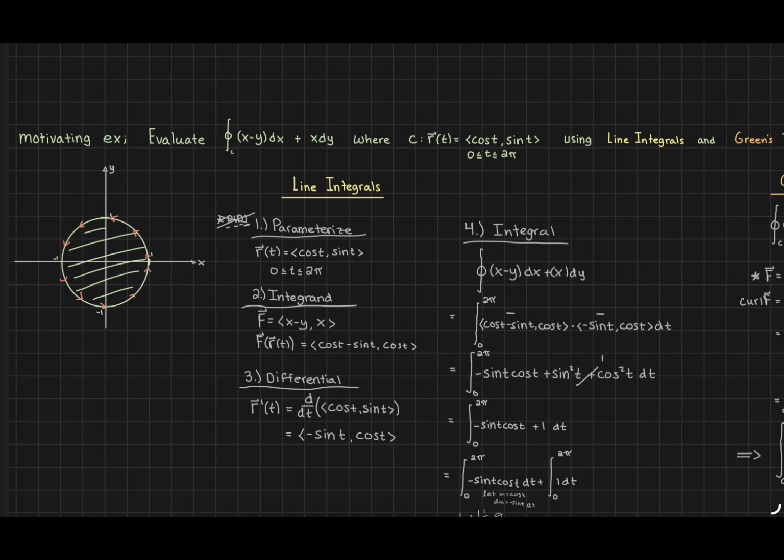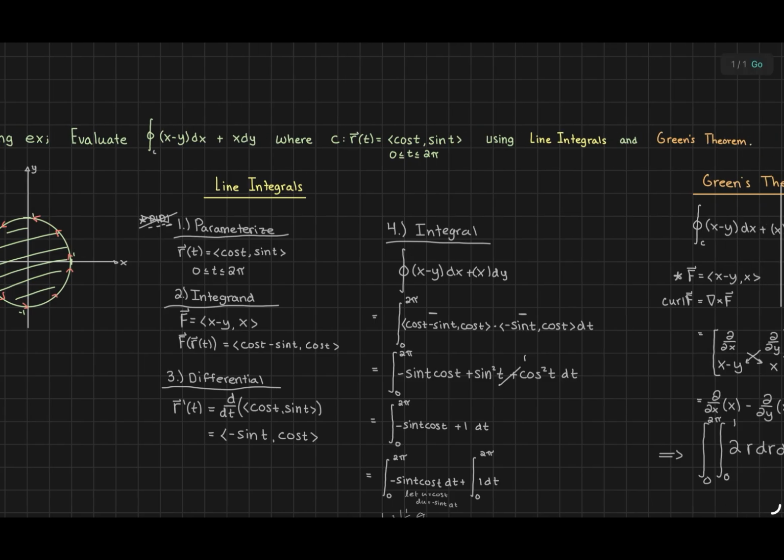Two more final notes that I want to reiterate with this motivating example. I've said it twice already, and I'm going to make it 3 times now. We really need to make sure that our orientation is positive. That is going to be counterclockwise. That's the convention that we use in calculus, that counterclockwise is positive. So that's the first note that I want to make here.